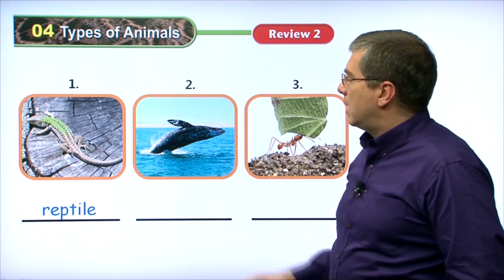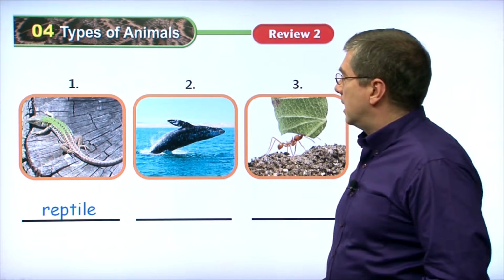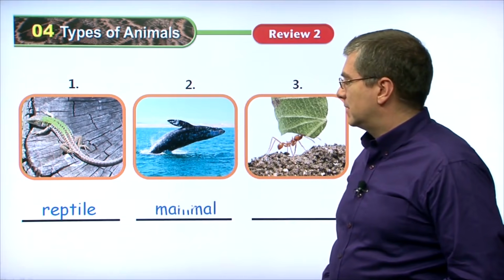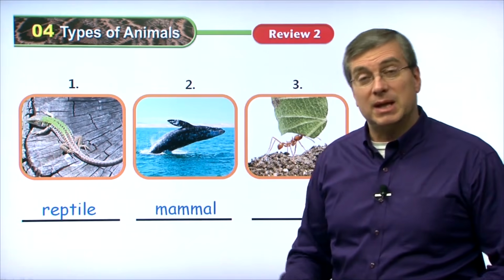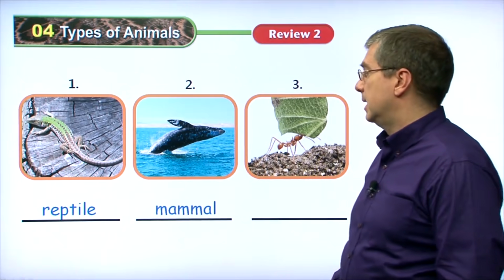Okay, but this is a whale. They give birth. They give birth to live young. Okay. What can we say about whales? We can say that whales are mammals because they give birth to live young. They're not fish, they are mammals.